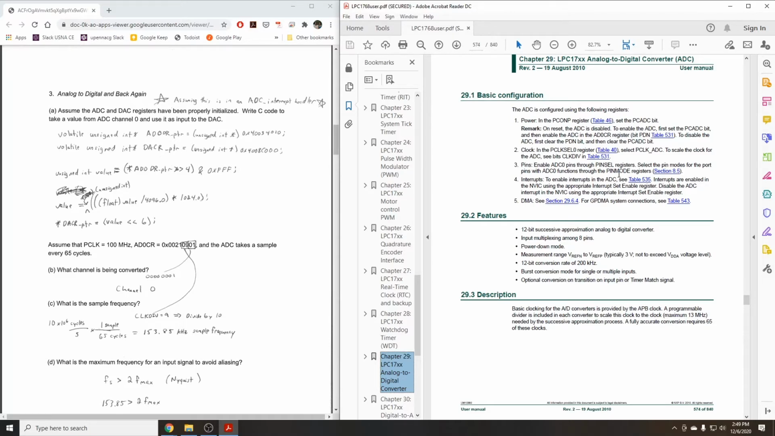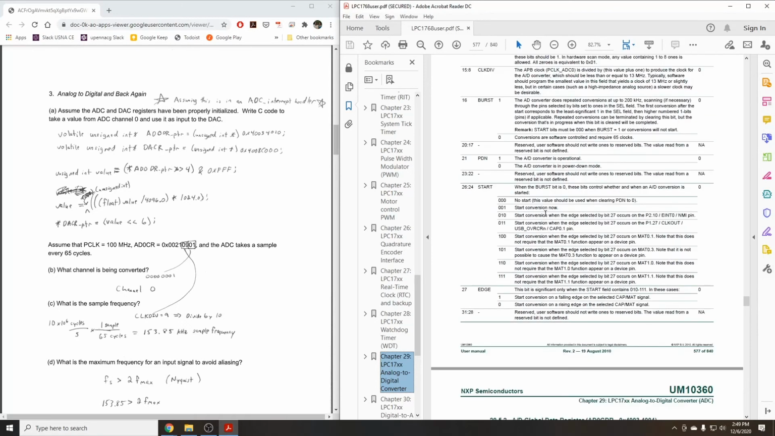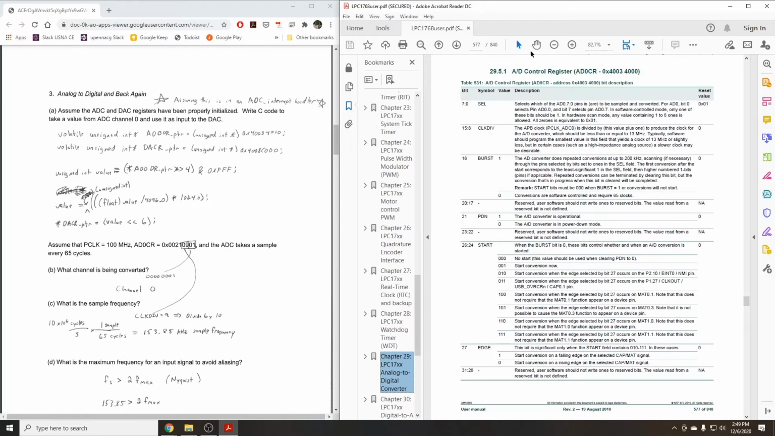So really we're looking at the ADCR register here, so I'll pull that up. This is the AD control register, AD0CR, and we're looking at this in hex to see what's happening here. First it asks what channel is being converted. If we look at the description, we can see that the bottom 8 bits are the channels that are to be sampled and converted. For AD0, bit 0 selects pin P0.0, bit 7 selects pin P0.7.